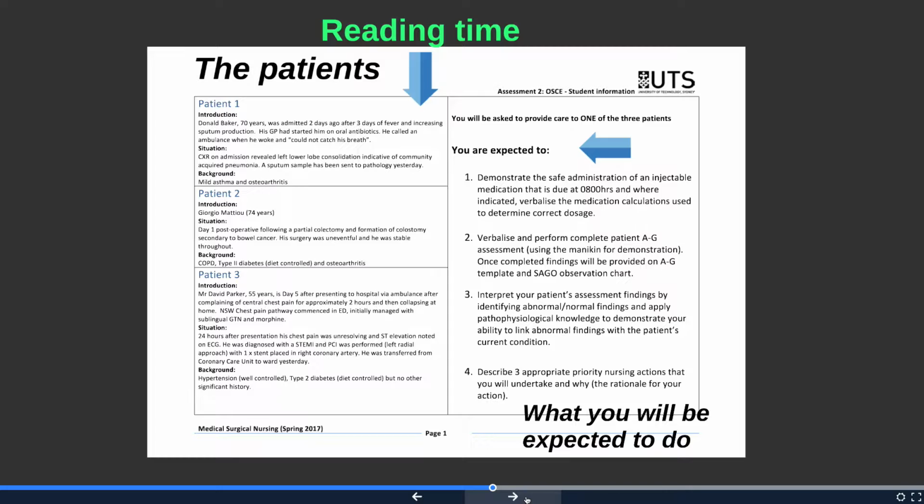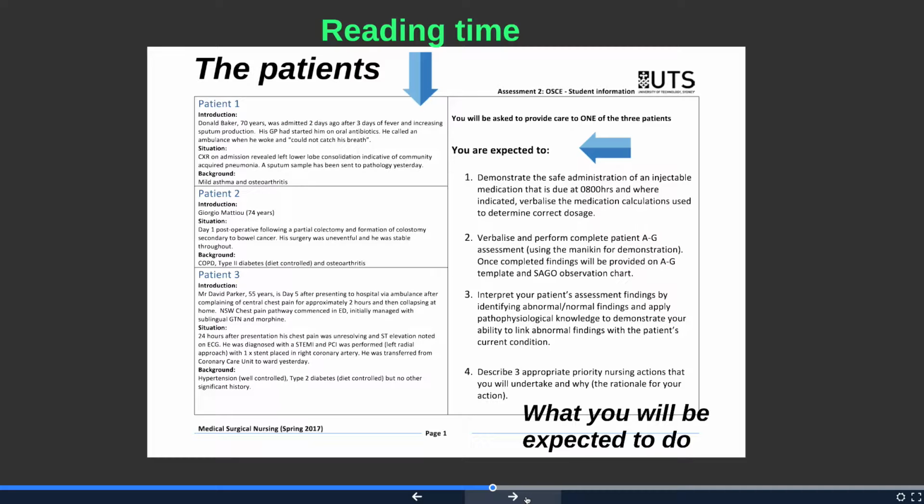So these 3 patients are similar to patients you've already cared for, which is a great learning opportunity for you, because you can go back to patients that you've cared for in the labs that have been similar to these 3 patients and revise on the patient's pathophysiology, revise on that patient's care, and revise on some of the nursing actions that you needed to implement in relation to their care whilst practicing in the labs.